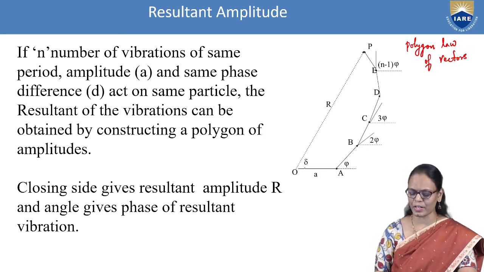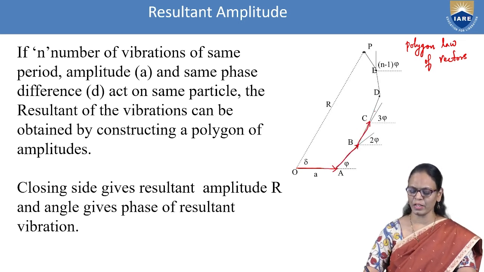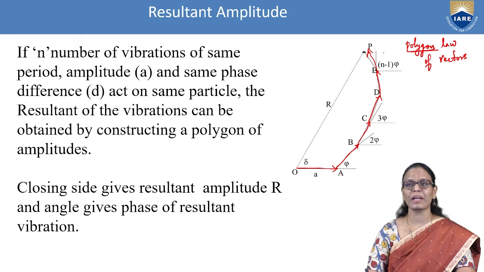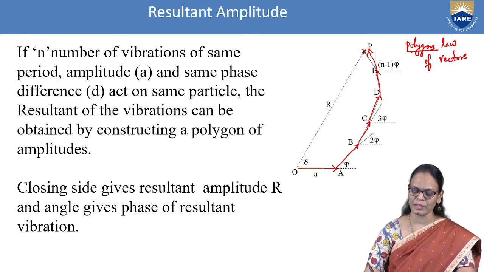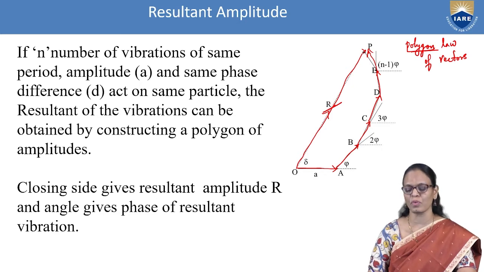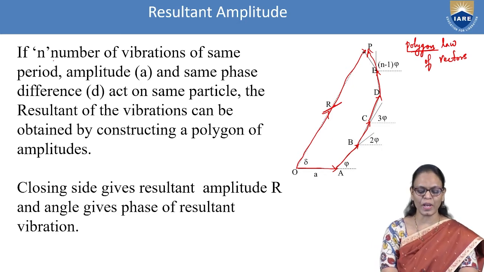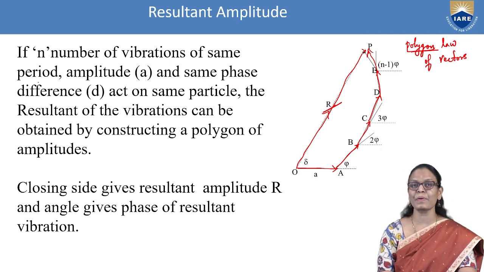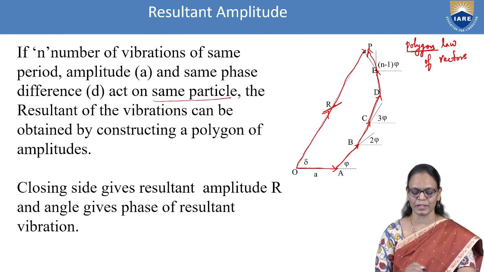So we have a number of vectors. This is one vector, 2, 3, 4, 5, 6. Poly means many. We have taken 6. So these are the number of vectors coming at a point P. Now, what will be the resultant? The resultant is given by the closing side of the polygon taken in the reverse order. So R gives us the resultant amplitude of all these vectors. So, if n number of vibrations of the same period, same amplitude and same phase difference act on the same particle.